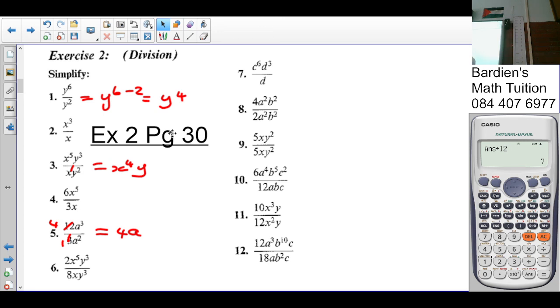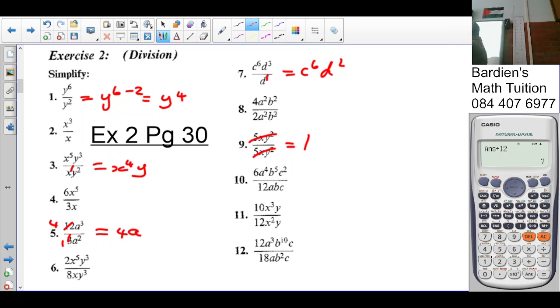Right, number 7. So C6, there's no C at the bottom, so it remains C6. D, 3 minus 1 is 2. Number 9, as you can see, they're exactly the same, so that cancels, leaves you with 1.